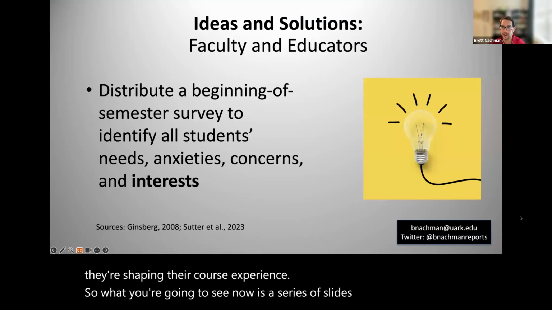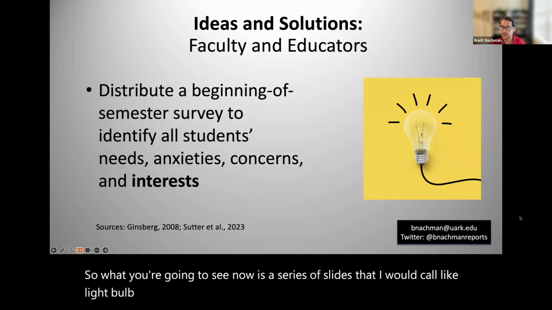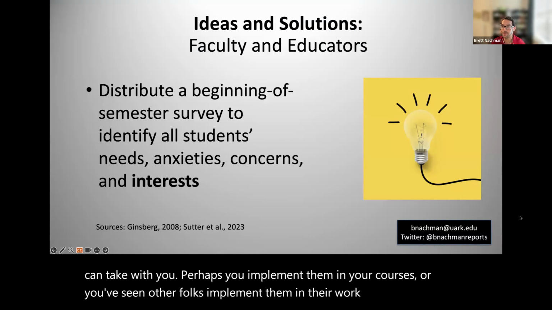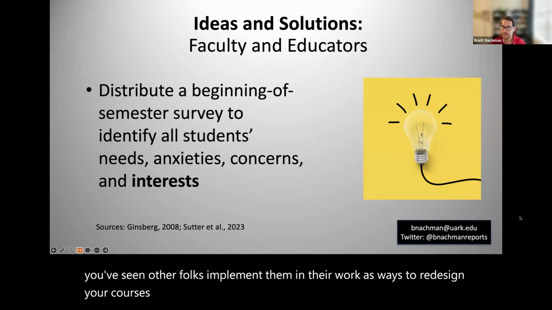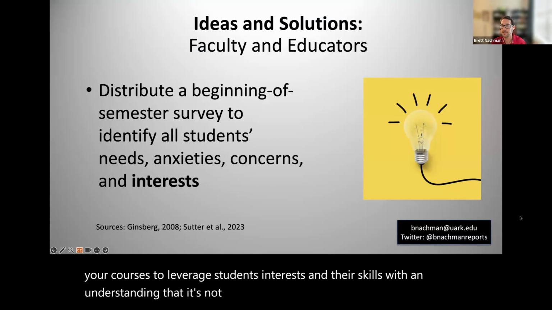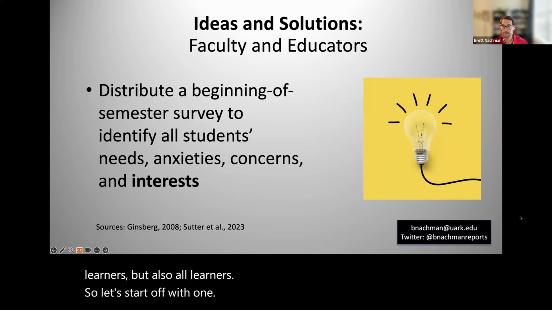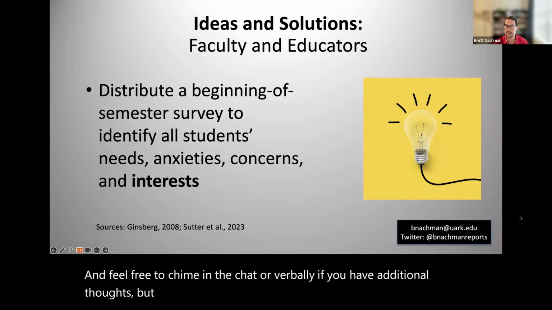So what you're going to see now is a series of slides that I would call light bulb moments. These are little nuggets of knowledge that you can take with you. Perhaps you implement them in your courses, or you've seen other folks implement them in their work, as ways to redesign your courses to leverage students' interests and their skills, with an understanding that it's not only going to be beneficial for your disabled learners, but also all learners. So let's start off with one. Feel free to chime in the chat or verbally if you have additional thoughts, but we'll allocate some time at the end for more of a conversation as well.